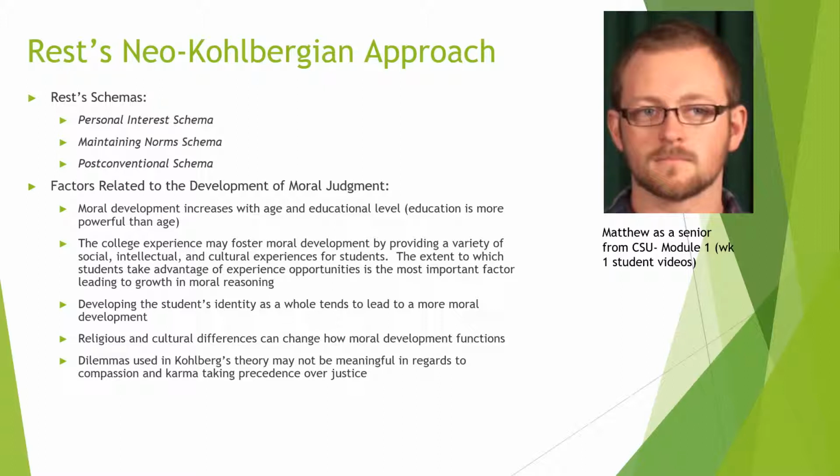The next schema is the maintaining norms schema, which is borrowed from Kohlberg's 4th stage. In this schema, individuals attain a belief in a set of generally accepted norms that apply to most societies. The third is the post-conventional schema, borrowed from Kohlberg's stages 5 and 6. This schema places moral obligation on communal values, such as shared ideals, reciprocity, and critical inspection.